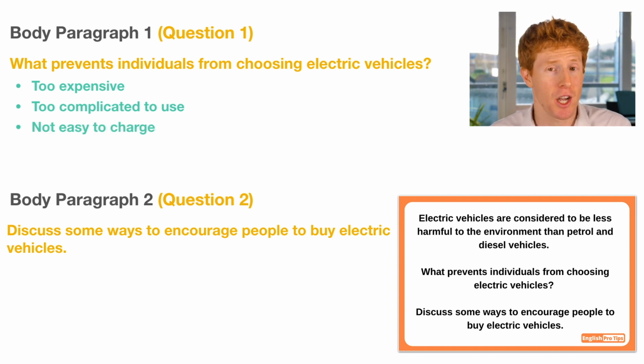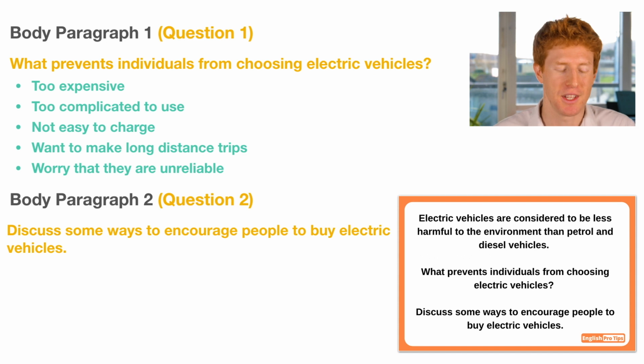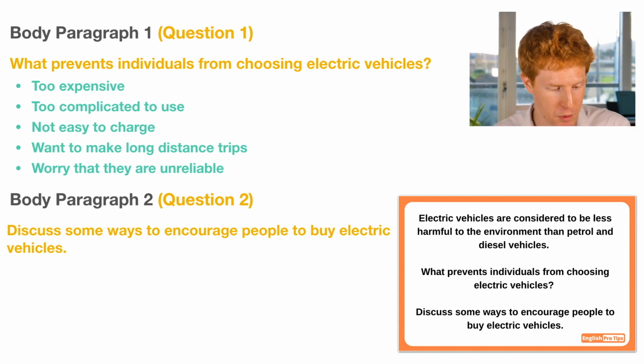They're not easy to charge. There might not be charging stations around where you live, but there's always going to be lots of petrol stations. If you want to make a long distance trip, then maybe an electric vehicle isn't right for you. Or maybe some people worry that they are unreliable. So we've already got 1, 2, 3, 4, 5 problems or 5 reasons why people don't choose to buy electric vehicles. But we don't need 5, we only need 2.